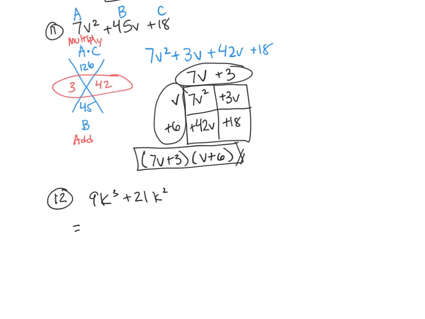So if I was just looking at the top row, what could I factor out? Well, 9 and 21 have a 3 in common, and k cubed and k squared have a k squared in common. So if I was able to factor these out, or divide these out, 9k cubed divided by 3k squared is going to give us a 3 and a k, and 21k squared divided by 3k squared is going to just give us a positive 7. And there we are, we're done. So sometimes you don't always need to create the big box and do everything.